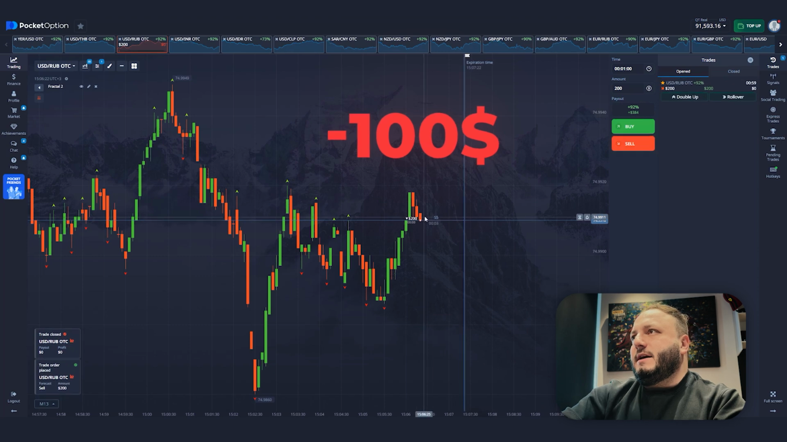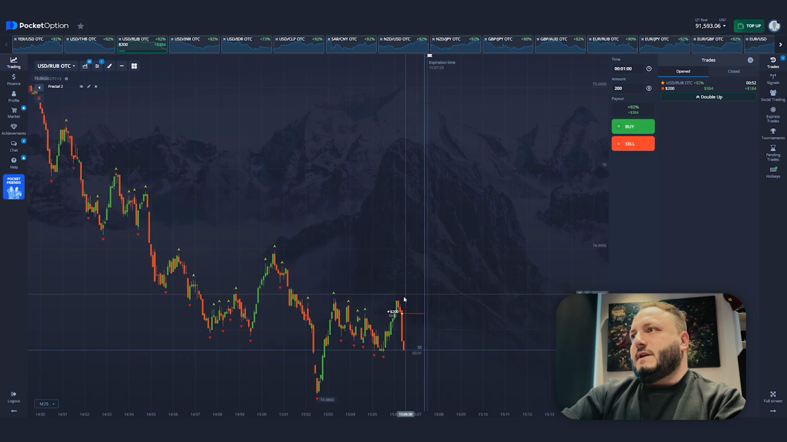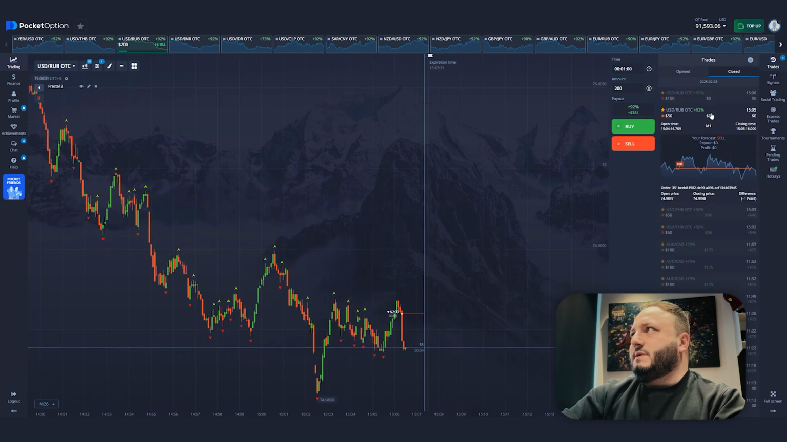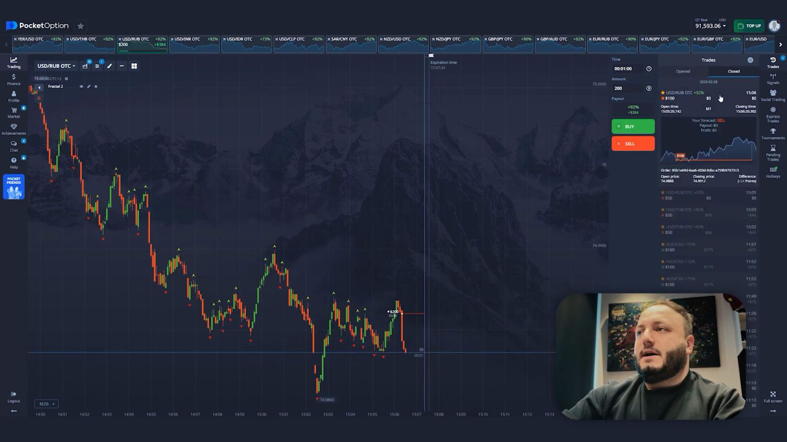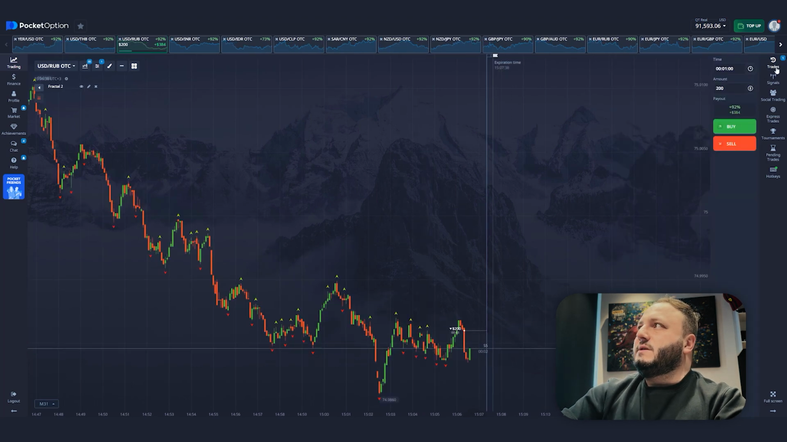Okay, we have a red candle, so that's why I have opened the deal, $200. This is my third step. The first step was $50, a minus. The $100 also was a minus. That's why I have opened $200. And let's wait for the end of this deal to understand what is going on.